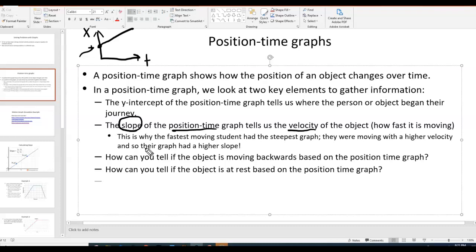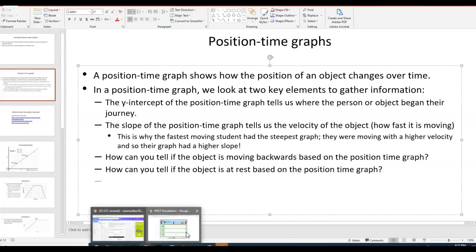Before we do that, I want to show you some simulations of position time graphs, and we're going to look at these two questions. How can you tell if the object is moving backwards based on the position time graph? And how can you tell if the object is at rest based on the position time graph? Okay, so let's take a look at a simulation.